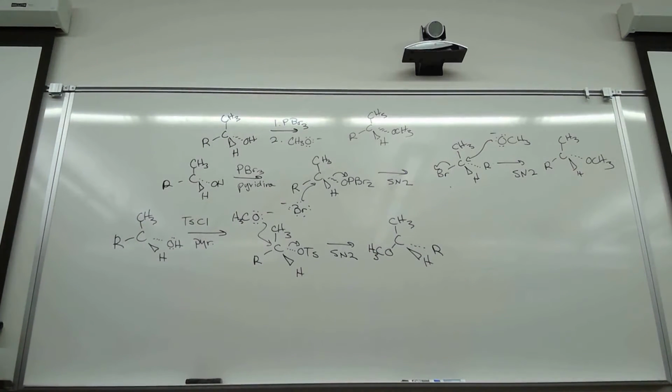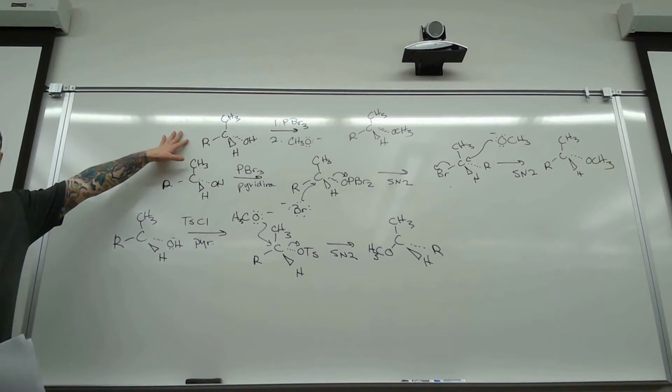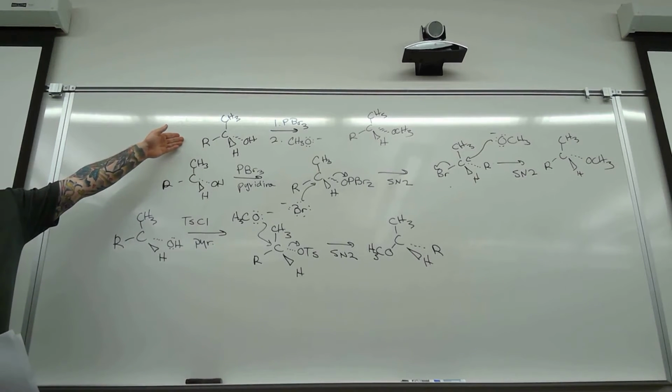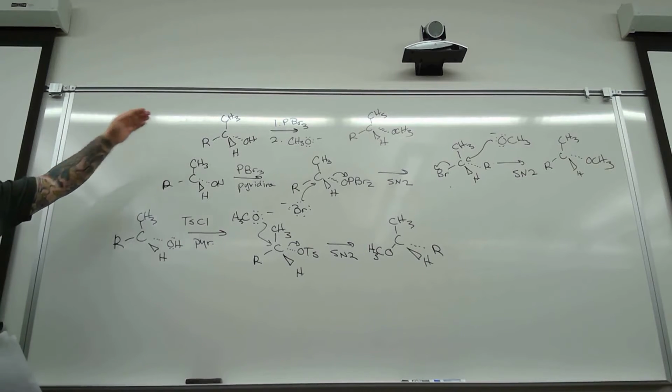That's going to be our product. So we now have control. If we want to keep a particular orientation of a stereocenter, we can, by taking an alcohol, converting it to an alkyl halide, and then doing a targeted substitution on that alkyl halide.